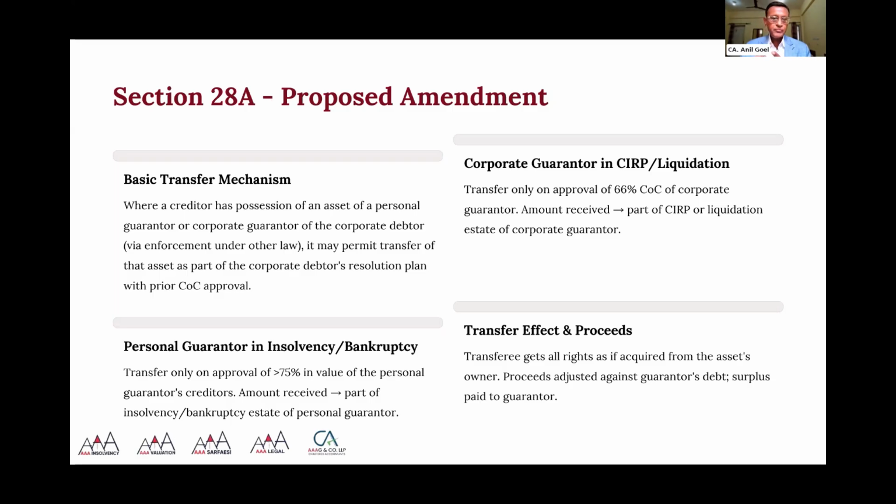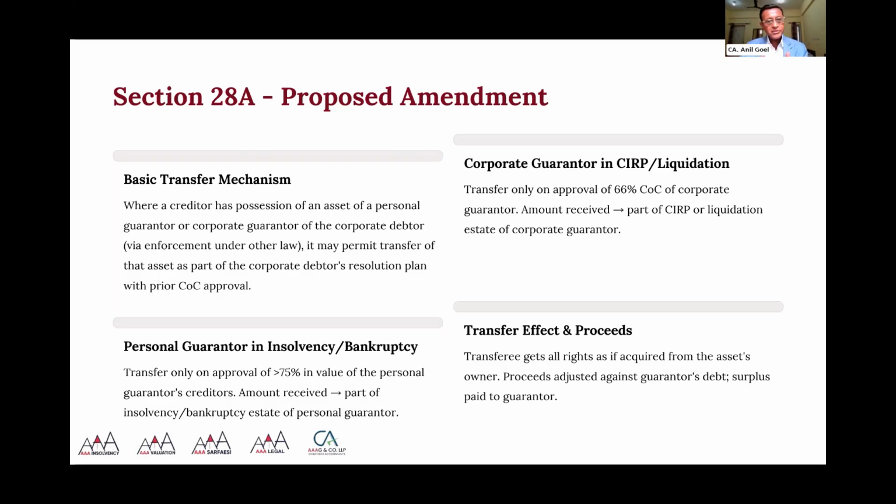One, in case the asset is merged into the corporate debtor's resolution process, how the value would be decided. And once that value is decided, the 66% voting is required for the insolvency of the corporate grantor. After the realization of the resolution plan, that part will come to the CIRP or the liquidation process of the corporate grantor.